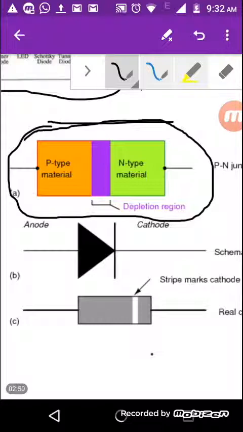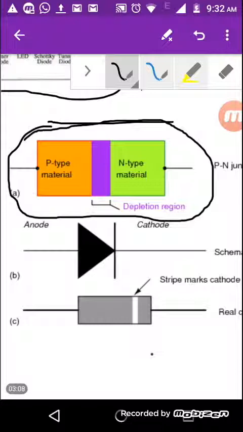This recombination reaction, which goes on inside this border, produces a non-ionized region which acts as an insulator or a dielectric.